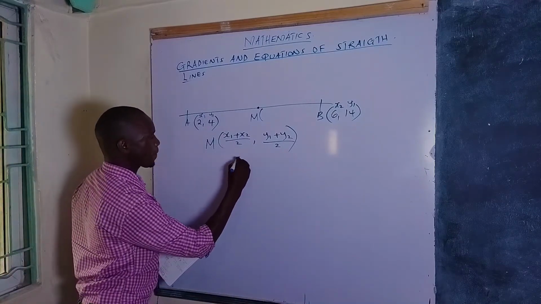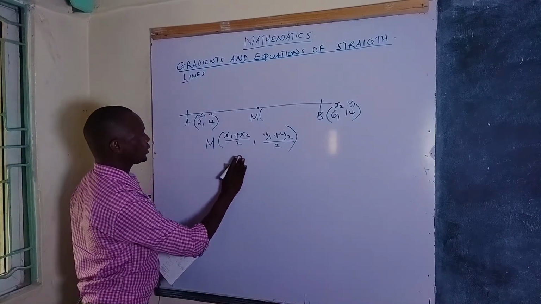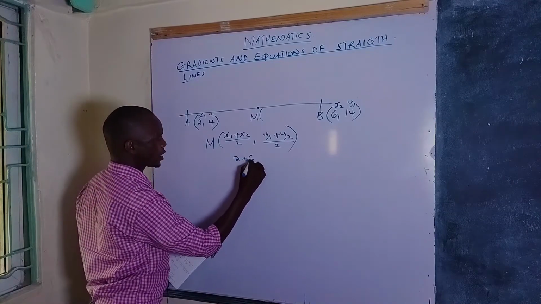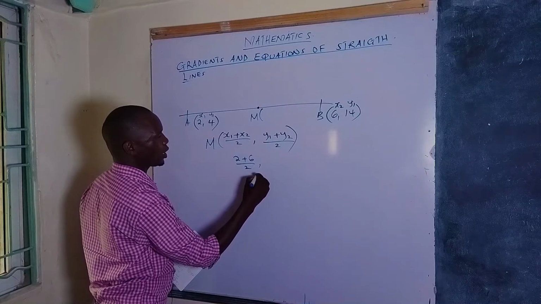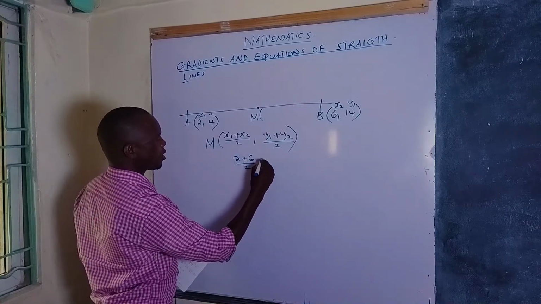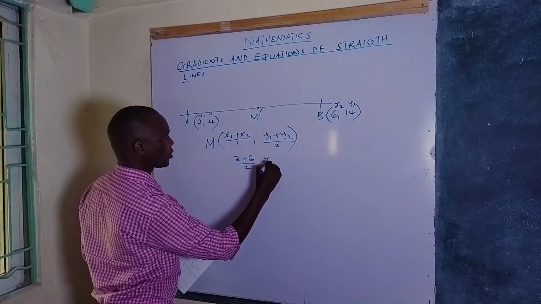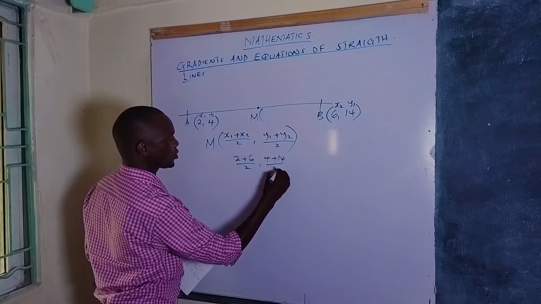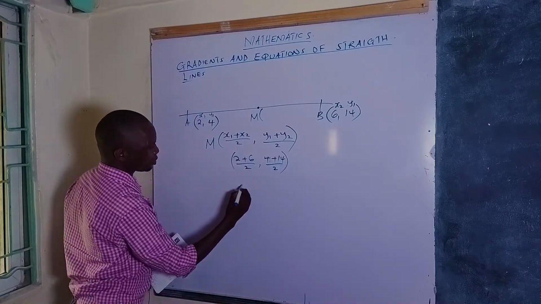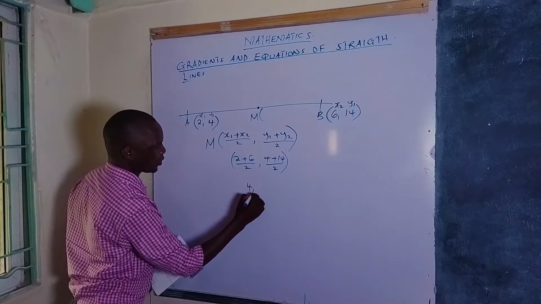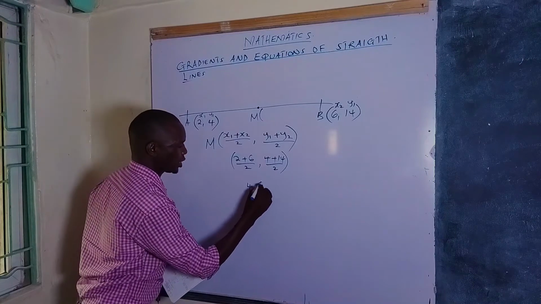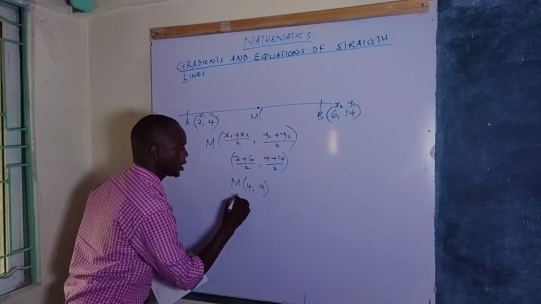That is, we have x1 is 2, plus x2 is 6, divided by 2. Then we have y1 is 4, plus our y2, which is 14, divided by 2 again. This one is going to give us 8 divided by 2, which is 4. And this is 4 plus 14 is 18, divided by 2 you get 9, and that gives us the coordinates of point M.